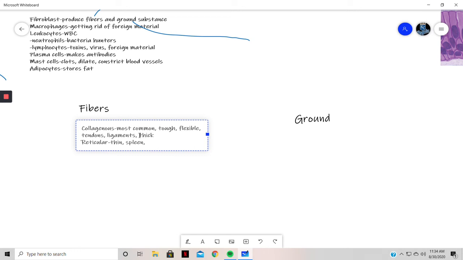Scan them in. Oh yeah, there it is. Lymph nodes. Be made out of reticular fibers.